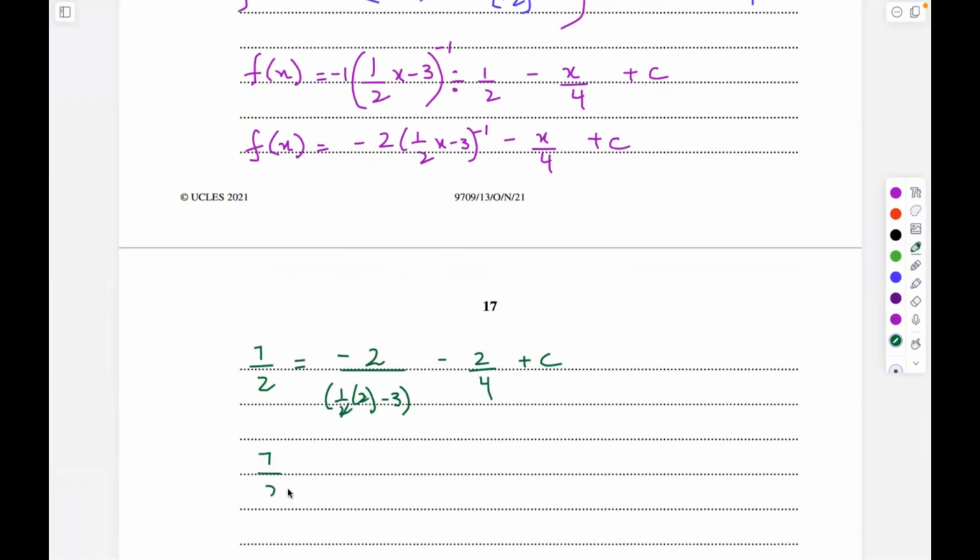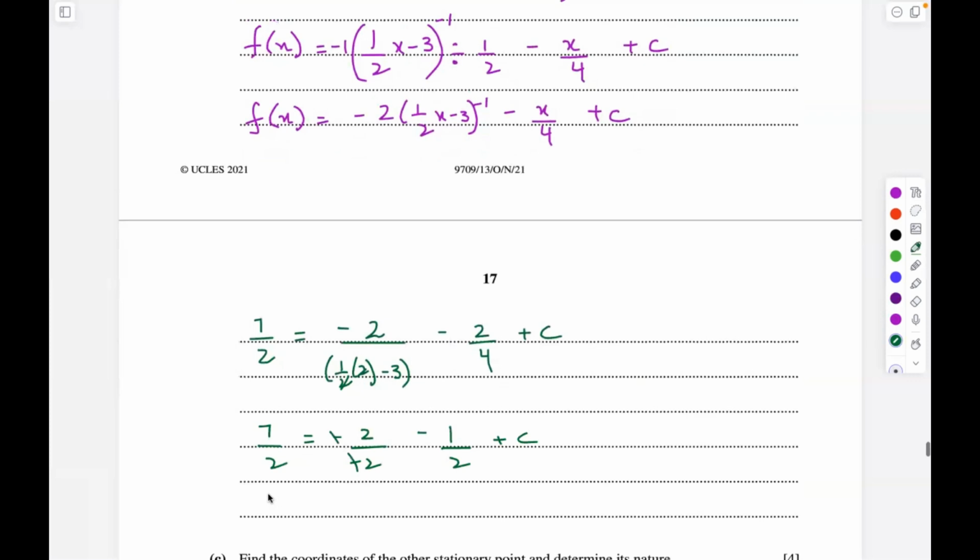We'll get 7 upon 2 is equals to minus 2 upon minus. So 1 minus 3 will be a minus 2 minus 1 upon 2. So we'll simplify 2 upon 4 plus c. This will cancel out. So we'll get 7 upon 2 is equals to 1 minus 1 upon 2 plus c. So 1 minus 1 upon 2 is 1 upon 2. C will be equals to 7 upon 2 minus 1 upon 2, which is equals to 6 upon 2, and c will be equals to 3.